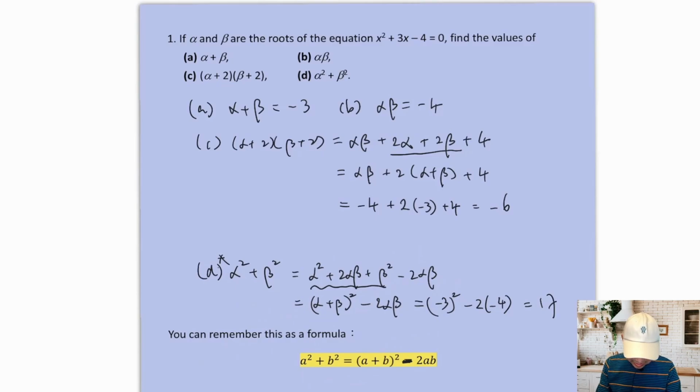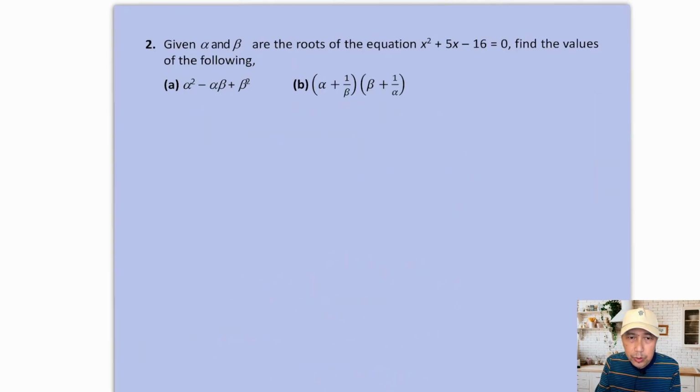Let's see the bottom. You can remember this as a formula. a square plus b square is equal to a plus b whole square minus 2ab. Can you remember this? If you do, you can use this formula, jump from the beginning to these steps, so you can avoid it if you regard it as difficult, and get the same answer. But of course you need to remember some more things.